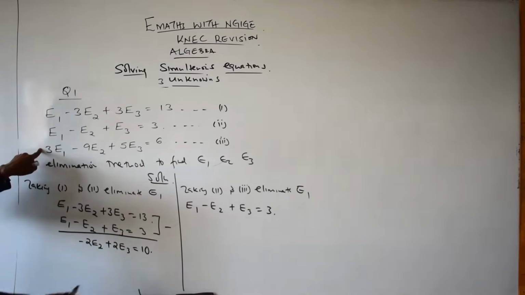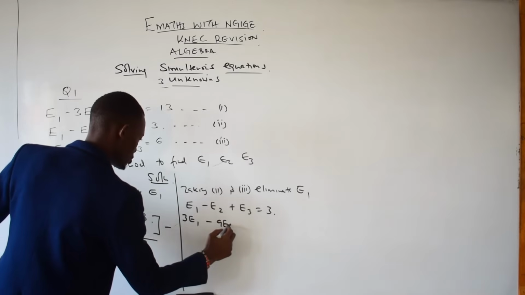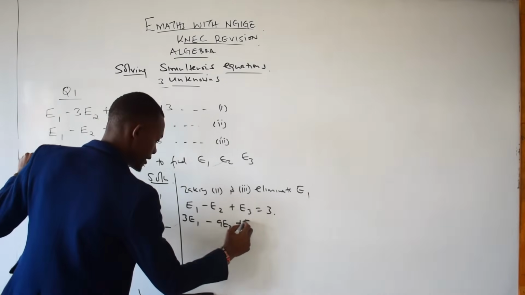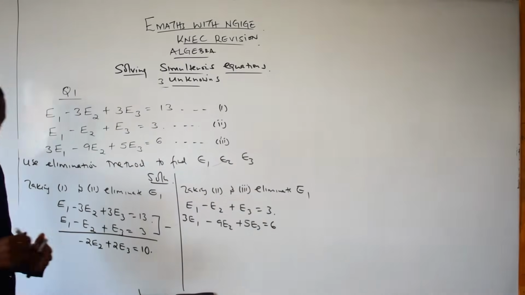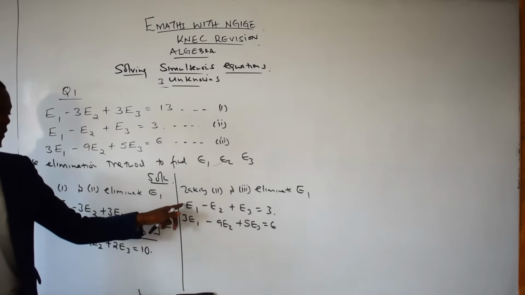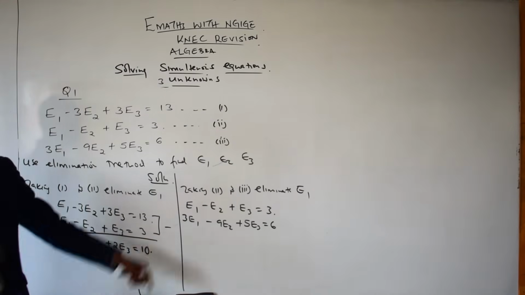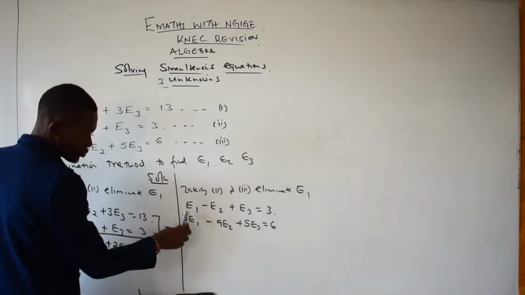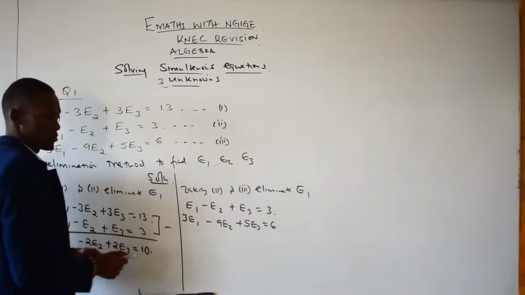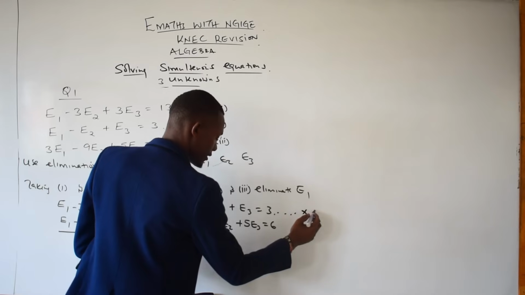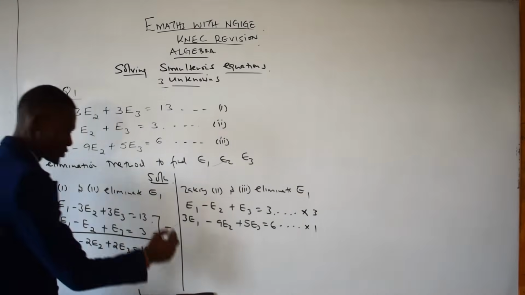Then your equation number 3 is 3E1 minus 9E2 plus 5E3 gives you 6. But now you shall realize one thing. The constants at E1 in the second and the third equation are not the same, so you have to make them the same. We multiply the first equation by 3 and the second equation by 1.